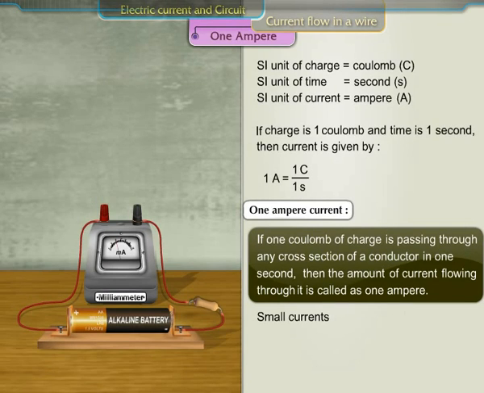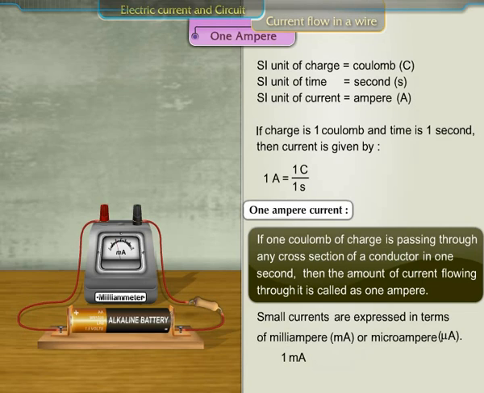Small currents are expressed in terms of milliampere, mA, or microampere, μA. 1 milliampere is equal to 10 to the power minus 3 ampere. 1 microampere is equal to 10 to the power minus 6 ampere.